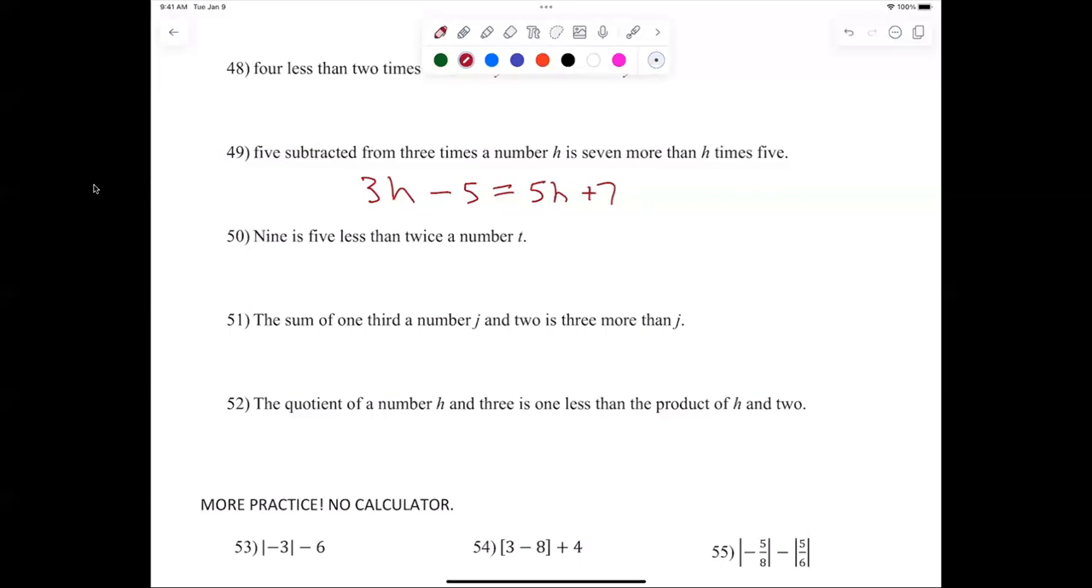The sum. That means we're adding 2 things. The sum of 1/3 of number j, so that'd be 1/3 j, and 2 is means equal 3 more than j. All right, that was kind of tricky also.